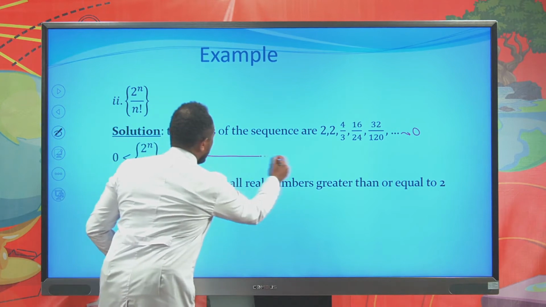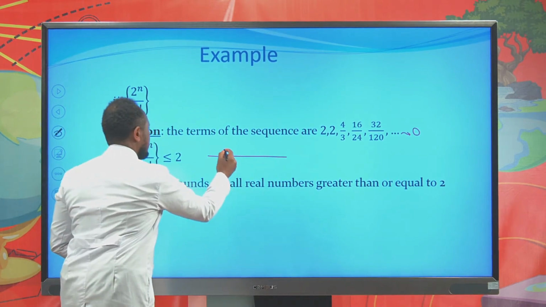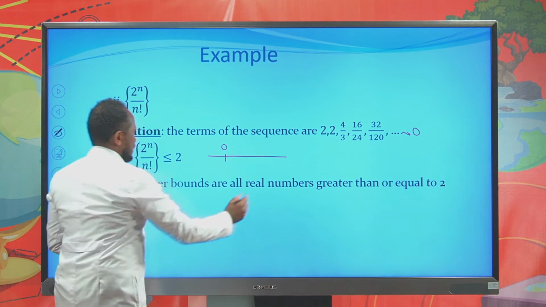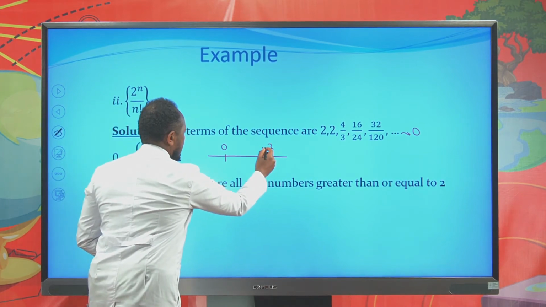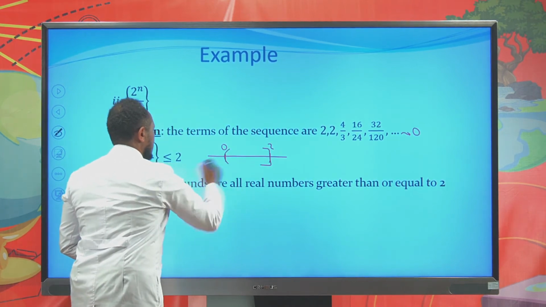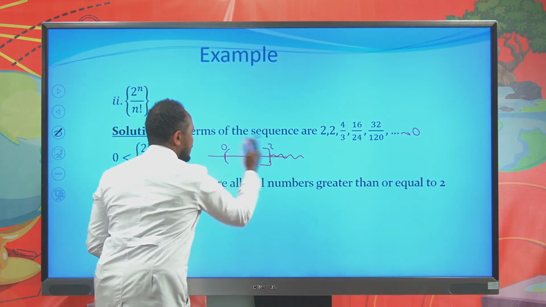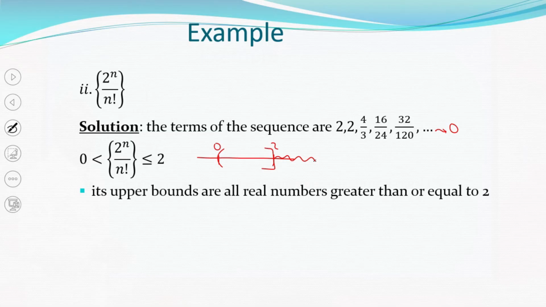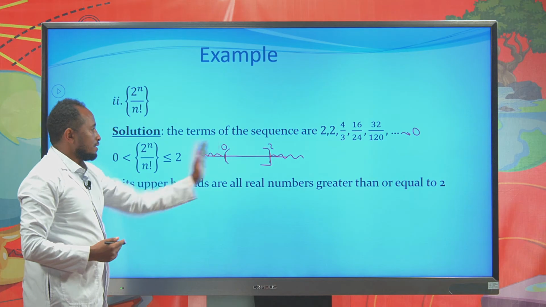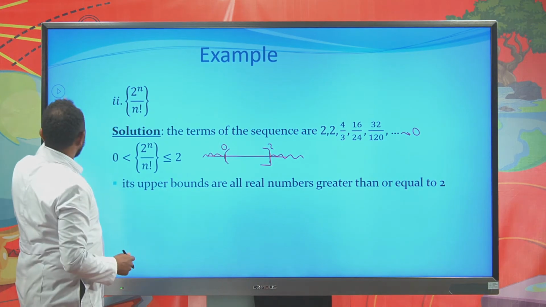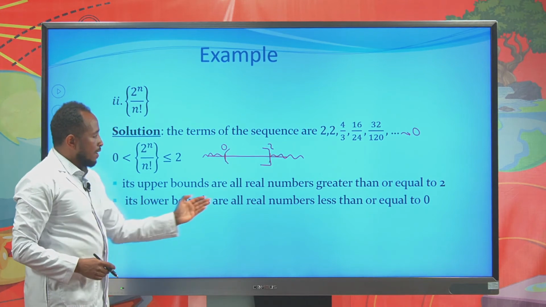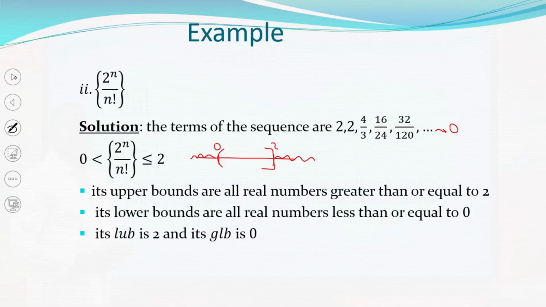Look, you can see this one. This set is found between 0 and 2. It includes 2. It doesn't include 0. So all numbers above this, including this border 2, are the upper bounds, and all numbers which are found below 0, including 0, these are the lower bounds. Therefore, its lower bounds are all numbers which are less than 0.